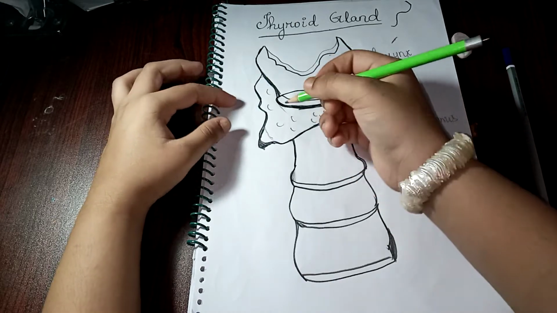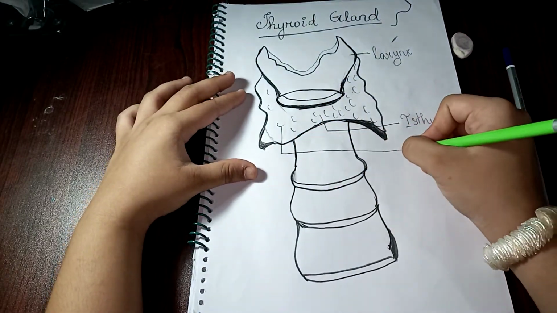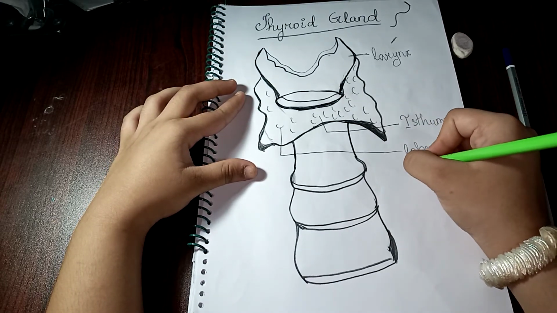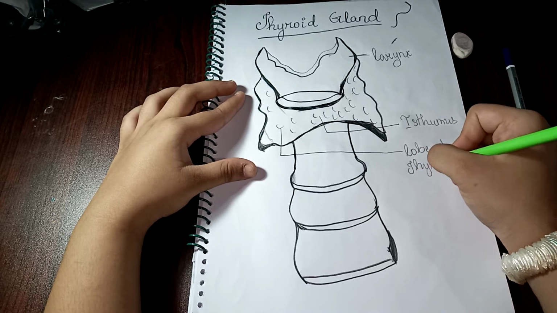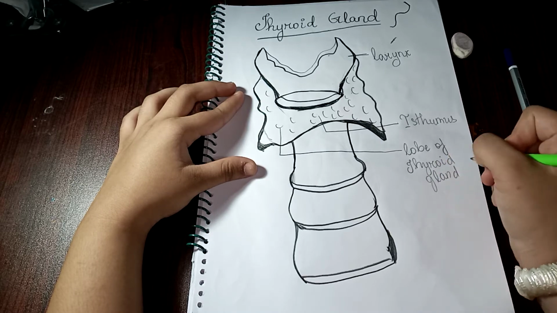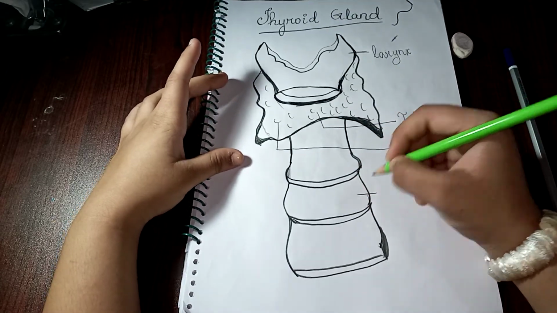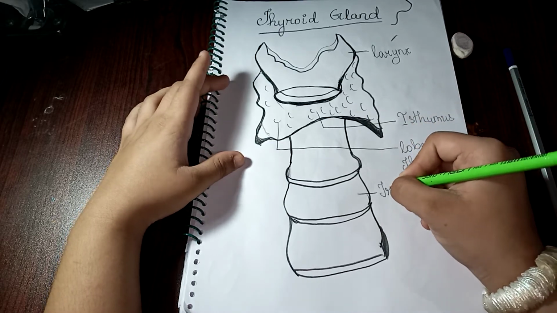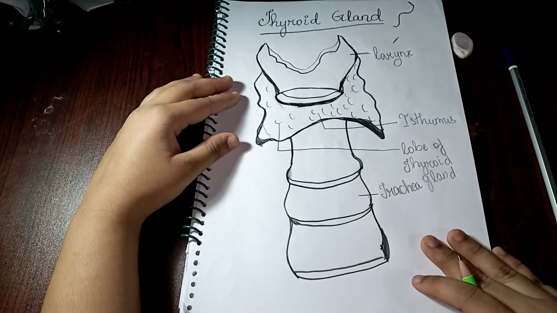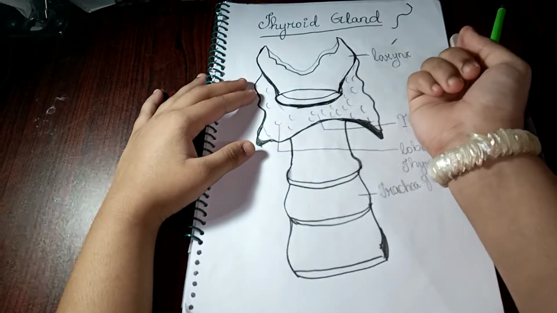Next, a lobe of thyroid gland. So we're going to label the thyroid gland. Lobe of thyroid gland. Okay, now the trachea. Of course, we know what the trachea is about. Trachea.